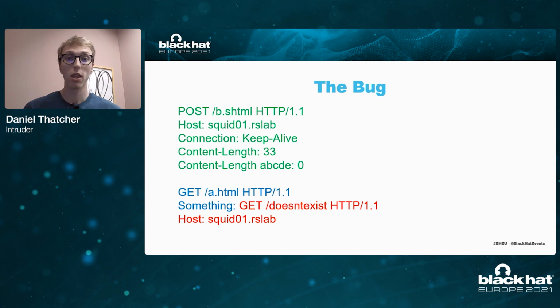However, the backend server, Abyss, is going to read a mutated Content-Length header, which says that the length of the body is 0 bytes. So it thinks that the second request in the stream starts in blue there, that request to /a.html with a header called something and a value it just doesn't really care about. And then again, it's a request as before to squid01.rslab.